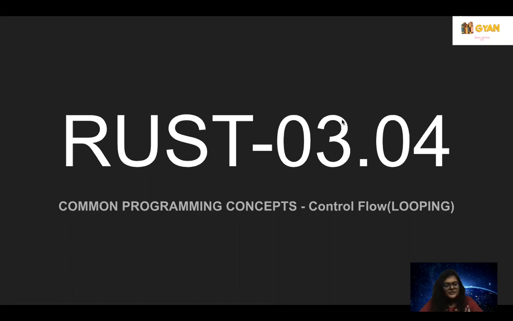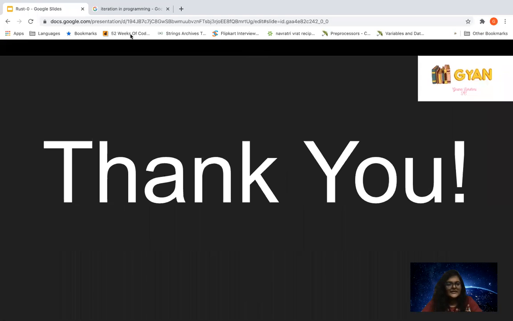In this video, we will be looking at an important programming concept known as looping, which falls under the control flow bracket. You can find this under section 3.5 of the Rust language book that we are referring to. So without further ado, let's first try to understand what looping is, right?